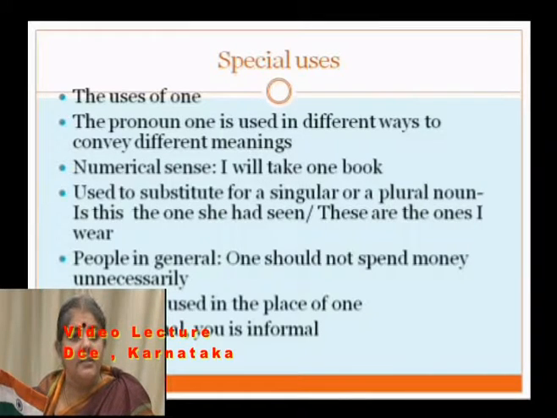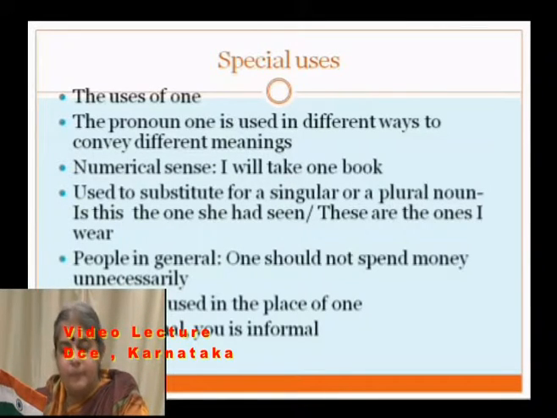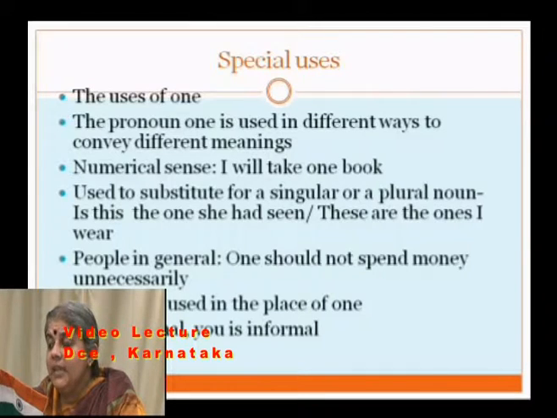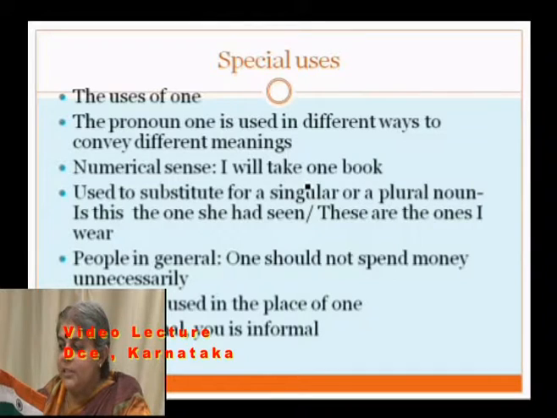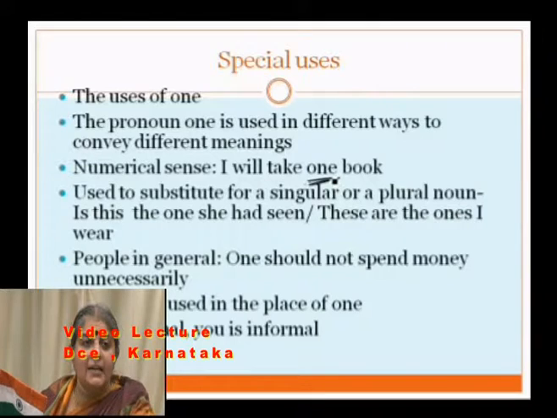Having understood different types of pronouns, we have to understand the special uses of pronouns. I have taken the uses of one. The pronoun one is used in different ways to convey different meanings. In the numerical sense, I can say, I will take one book. Now, what does it denote? It denotes the numerical sense. I will take one book.